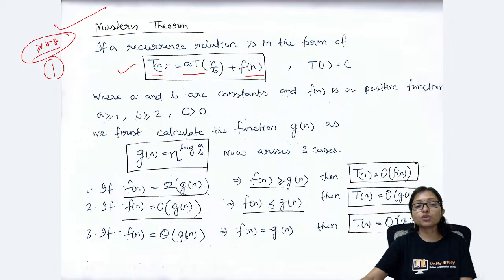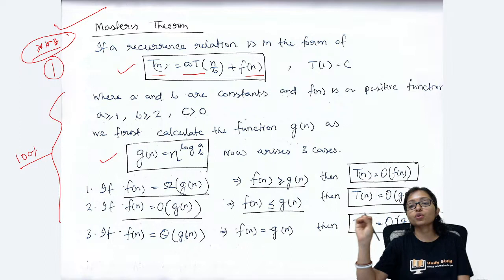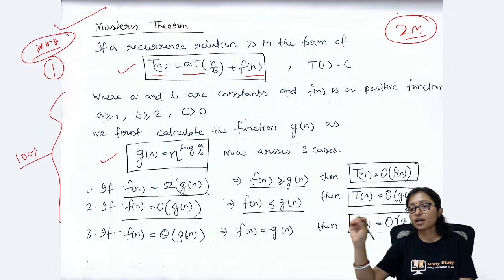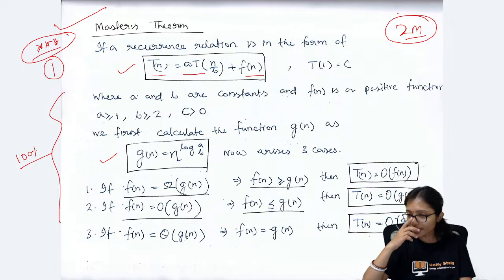All of you, those who don't know, write this down. If you are writing now, only then your master theorem will be 100% clear. Those who don't know, write this down and I will ask you some questions. After that, master theorem will be 100% clear to you and your 2 marks will be confirmed. I can tell you, it will be confirmed. Okay, so quickly write it down.